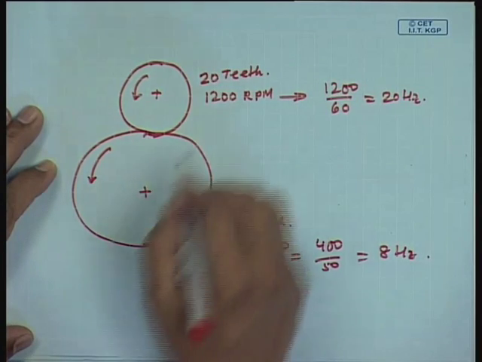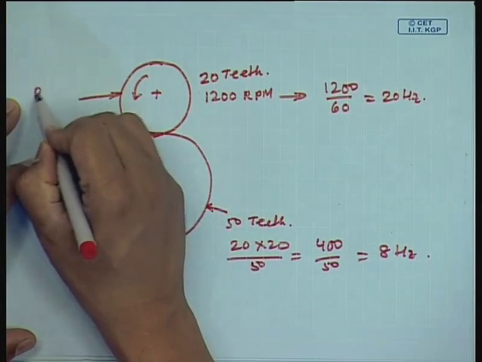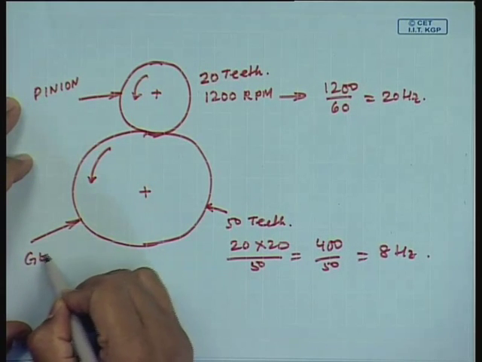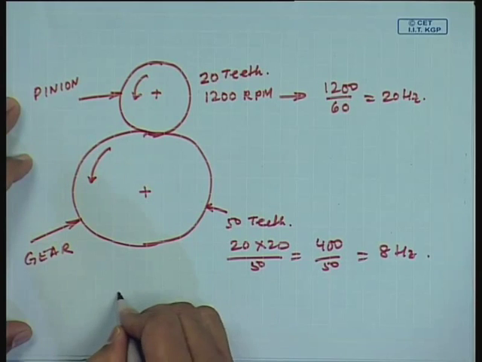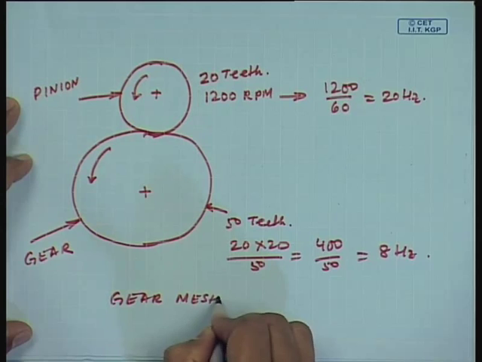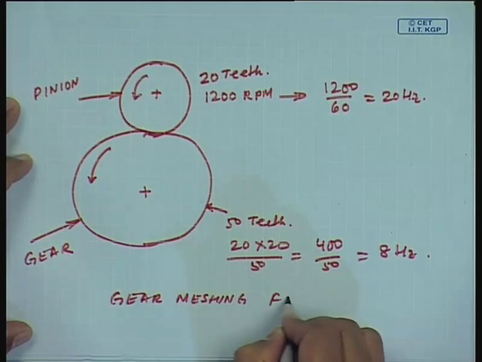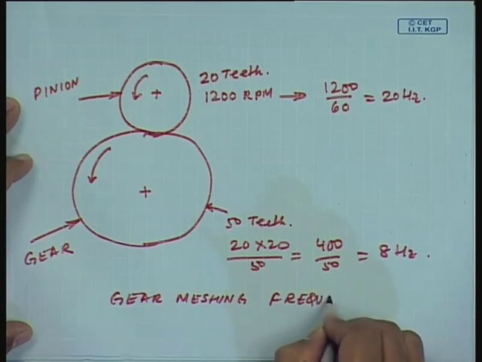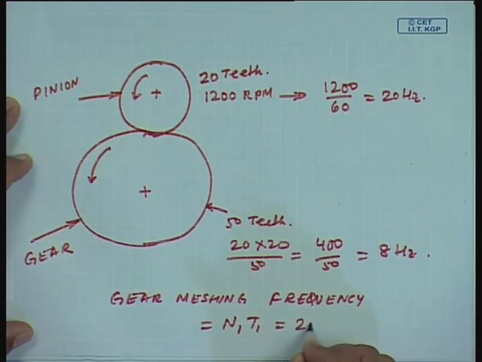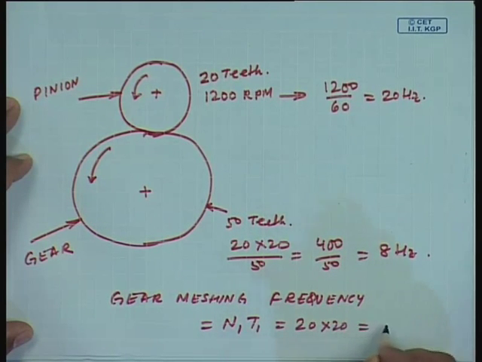So, the gear meshing frequency is nothing but n times T 1, this is 20 times 20 times 8 times 50, that is 400 hertz.